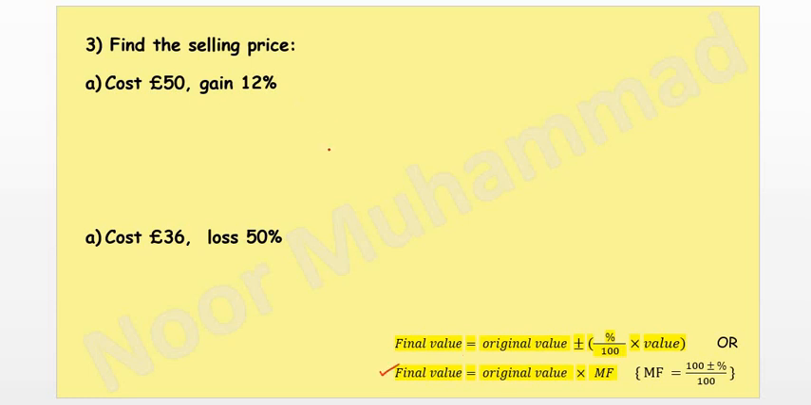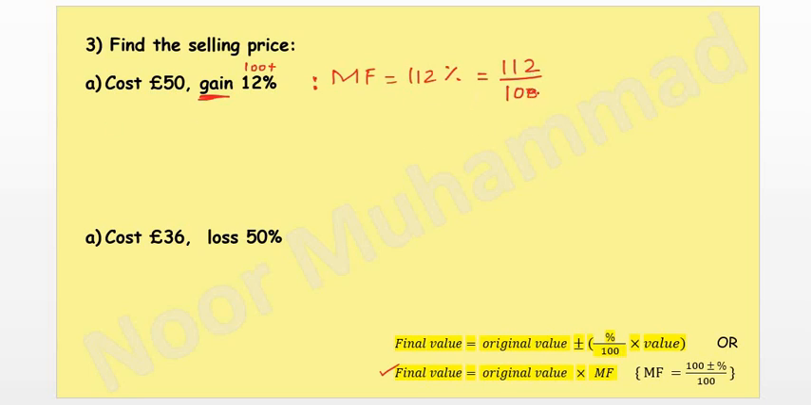First of all, we will get the multiplying factor. And how do we get the multiplying factor? If it's a case of gain, you add 100 to the percentage. So the multiplying factor is 112%. That should be written as a fraction if you want to use it as a multiplying factor, so the multiplying factor is 112 over 100.